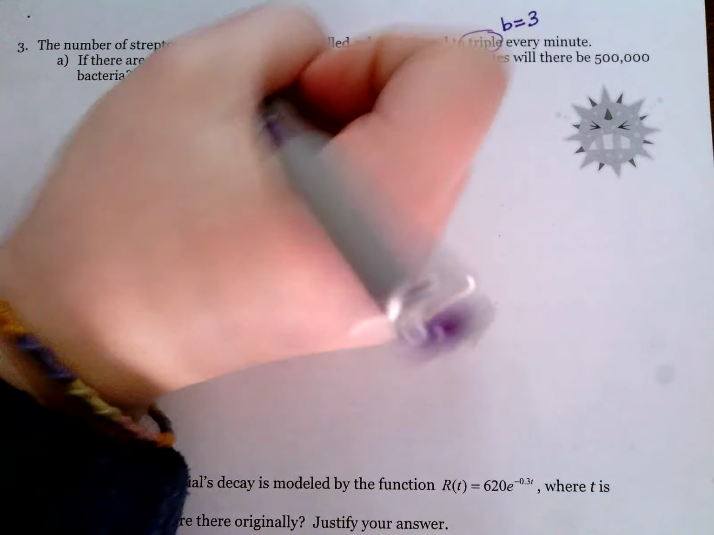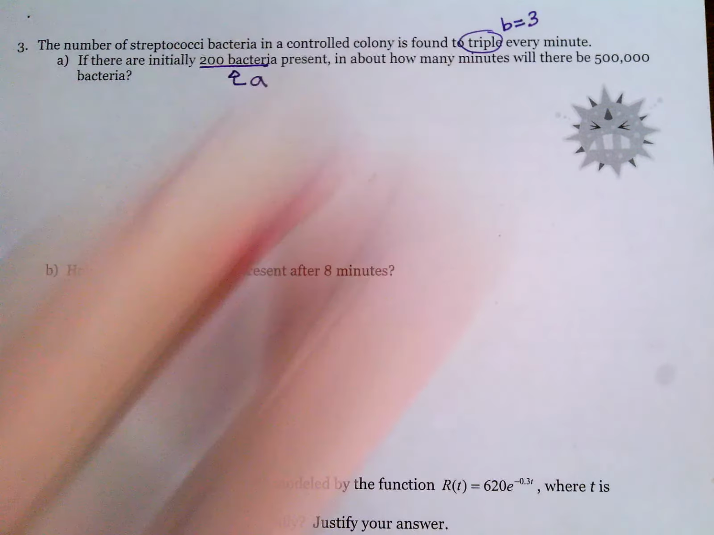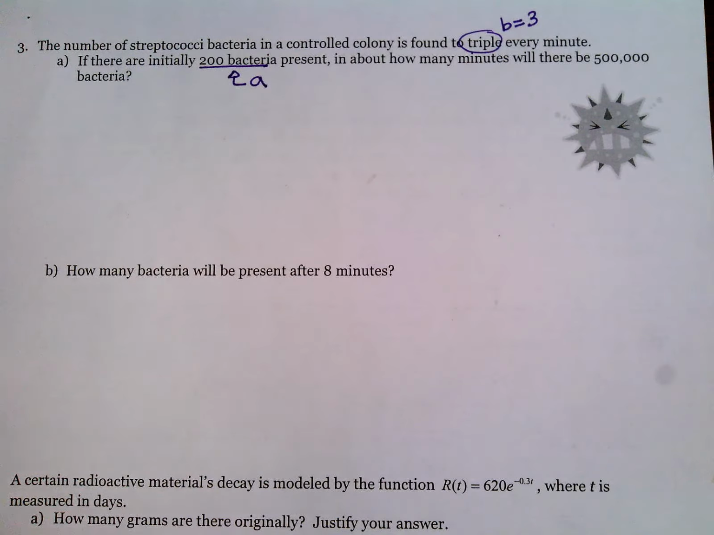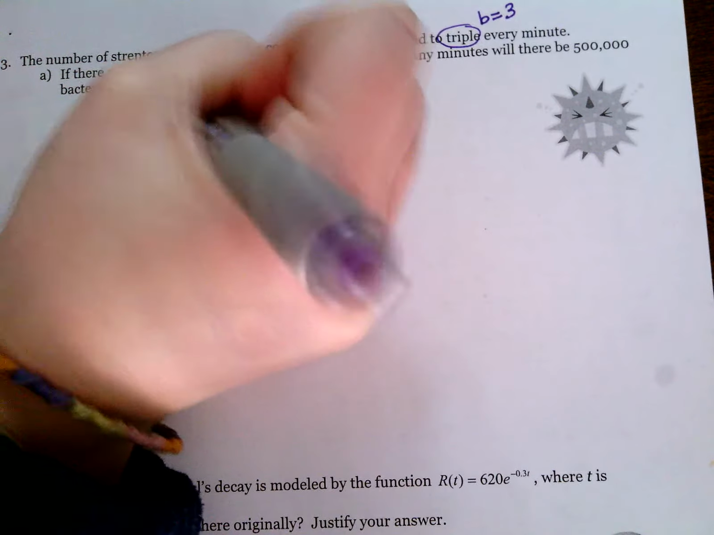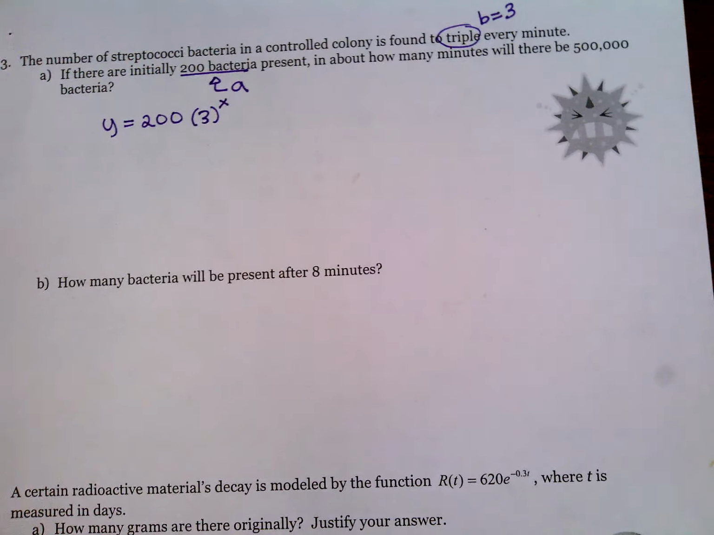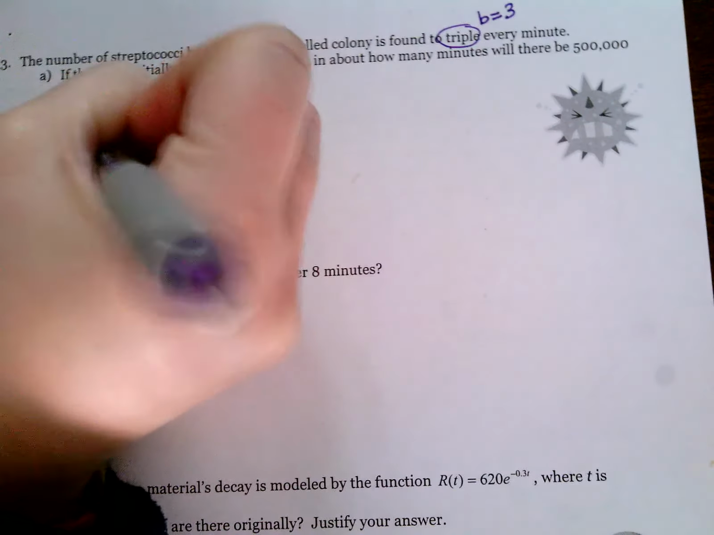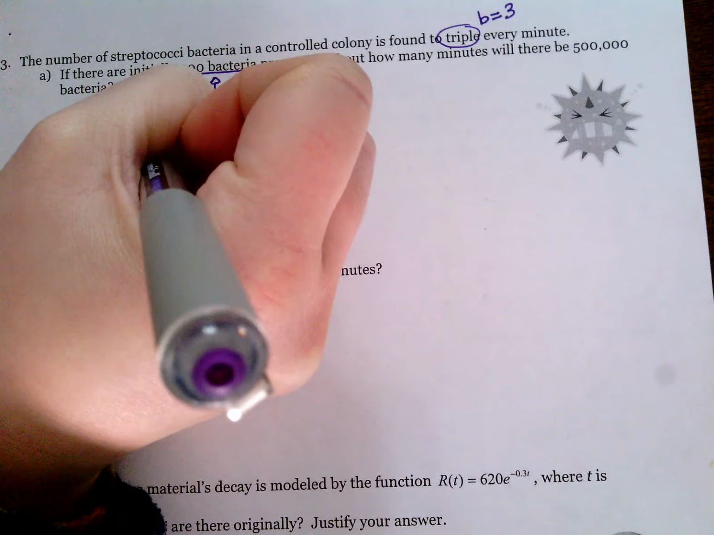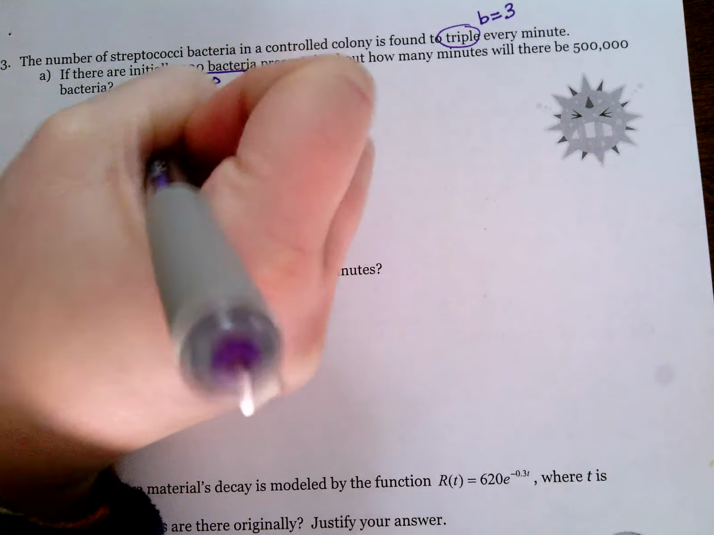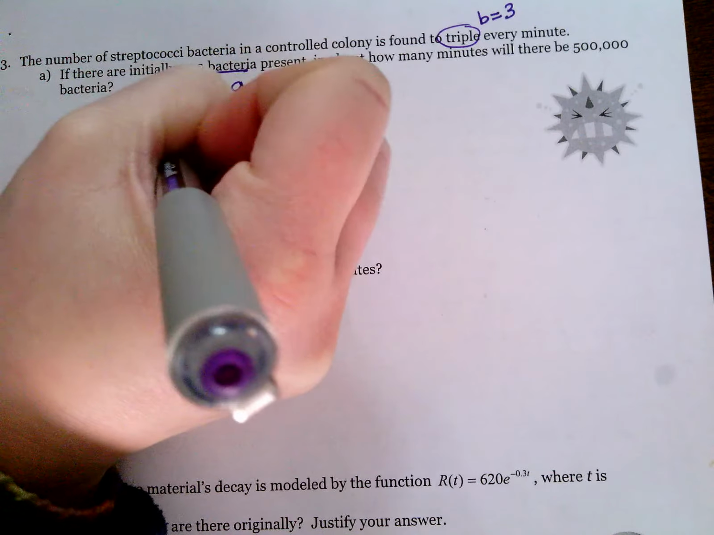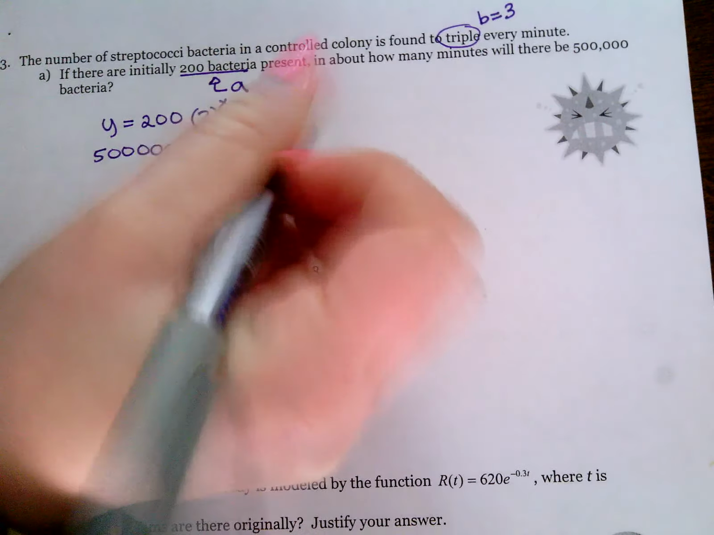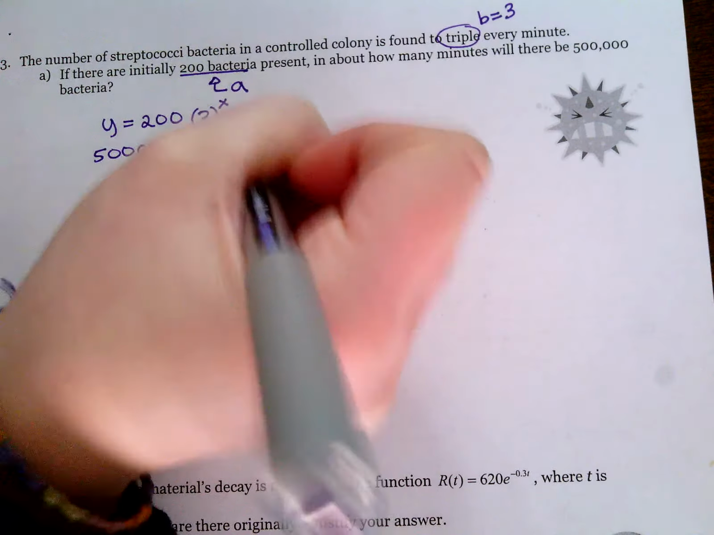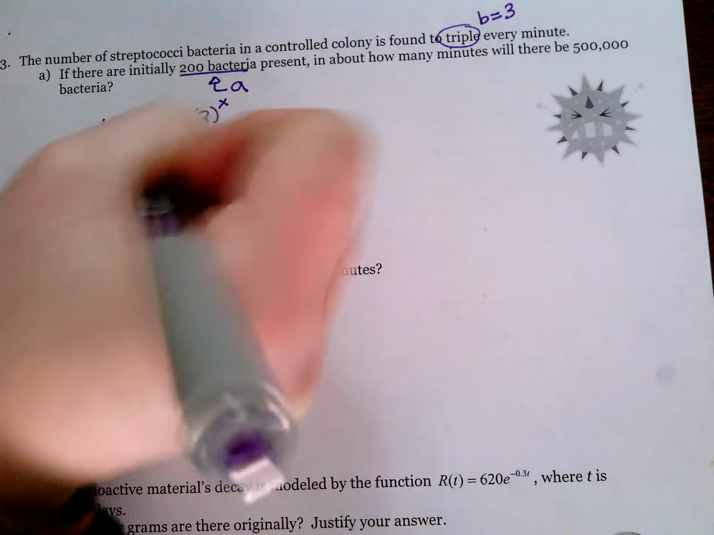And we want to know 500,000 equals 200 times 3 to the power of X. Divide by 200. So I'm doing 5,000. Half of 5,000 is probably 2,500, right? Yes. 2,500 equals 3 to the power of X.